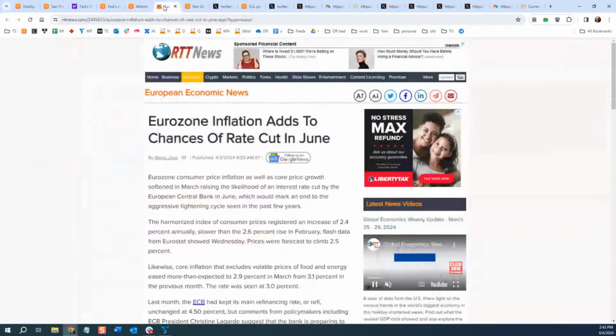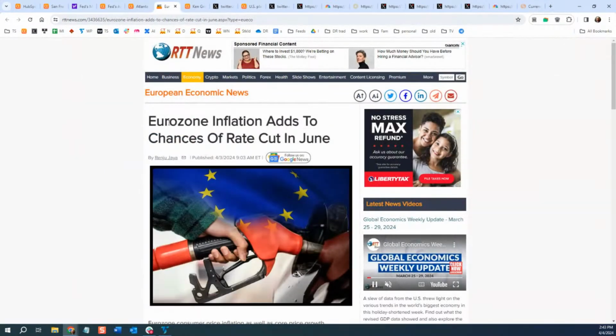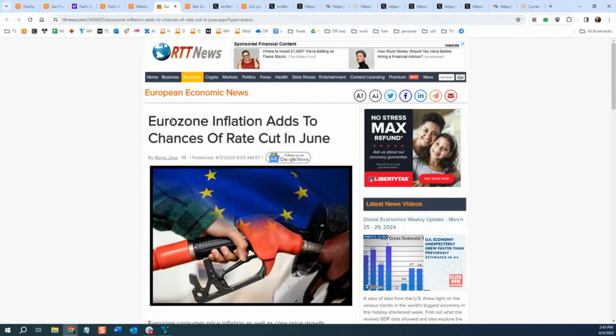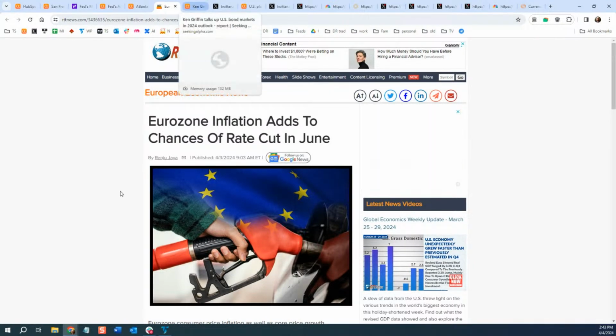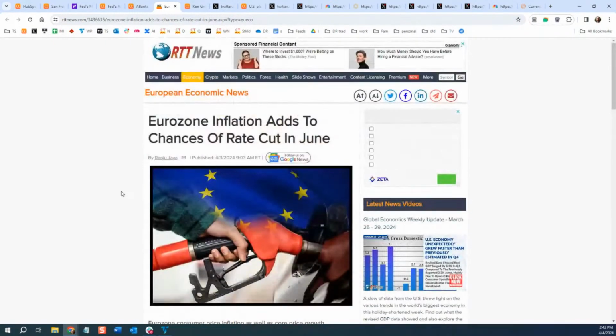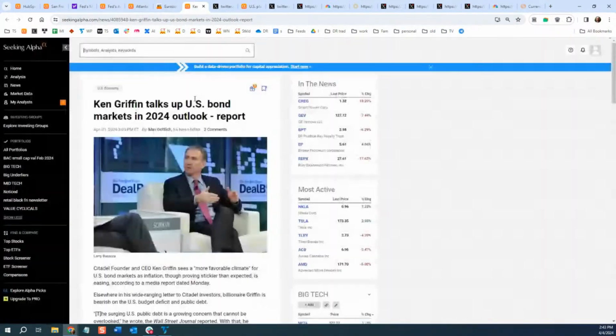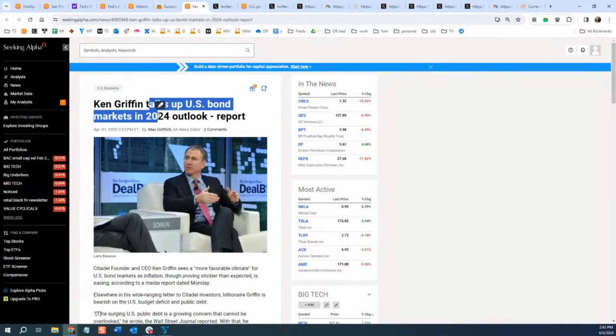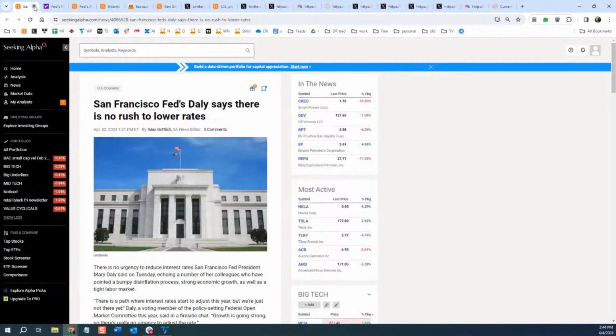But I saw some other stuff here that stood out to me. The Eurozone has been showing a lot of negative inflationary pressure. So Eurozone inflation adds to the chances of a rate cut in June. That is interesting. And now if we look to this guy, Ken Griffin, hedge fund guy, he's getting more bullish on bond prices, which would also be consistent with the Fed cutting rates. So I'm going to just close some of these tabs.